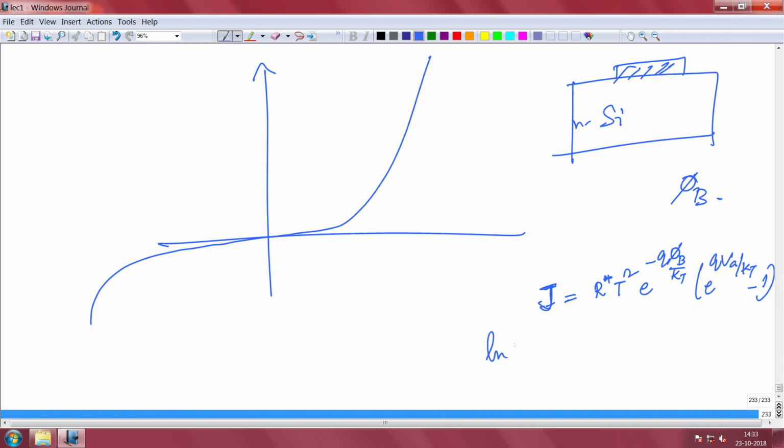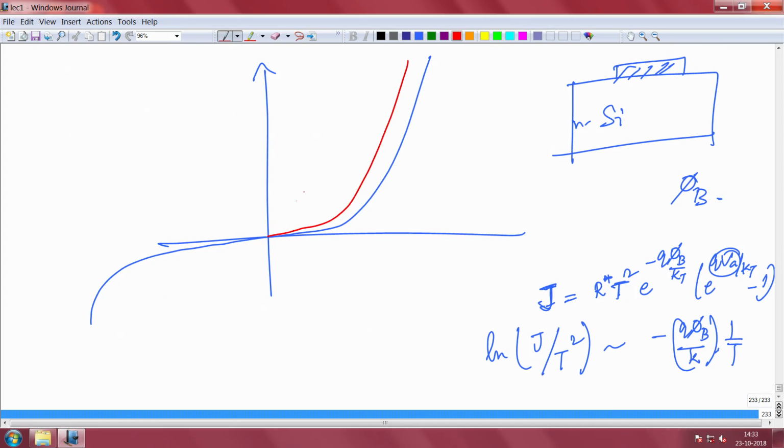So, if you take log of the current density versus T square, where you bring this T square here, then it will be proportional to minus q phi by k into 1 by T at a constant V A. For example, you take temperature dependent IV. Suppose this is 300 Kelvin, then you go to a slightly higher temperature, it will be something like this, then another higher temperature, you keep going like this.